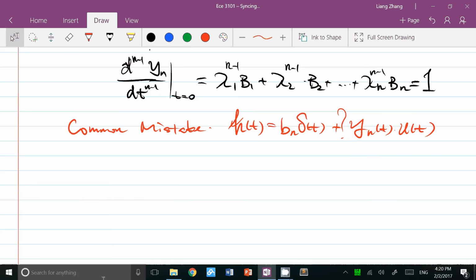Now, this is a long procedure, so let's use a couple of examples to illustrate how this can be done. And we're going to do the examples in the next section of the video.